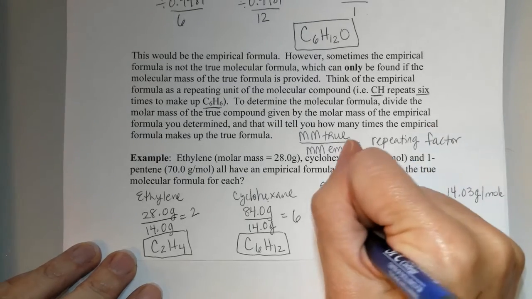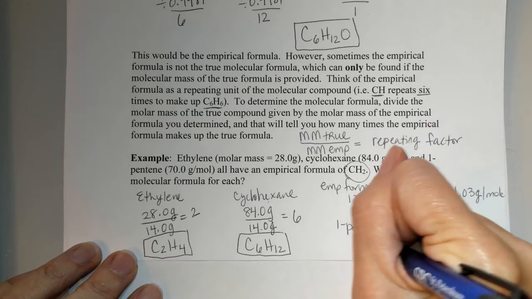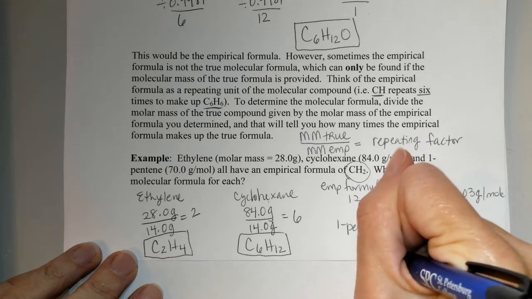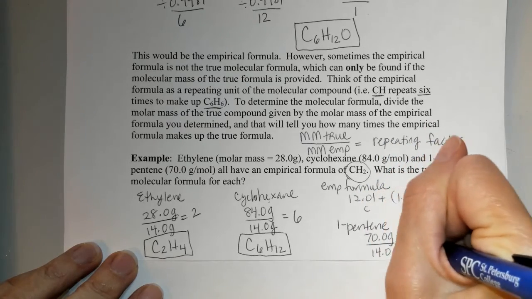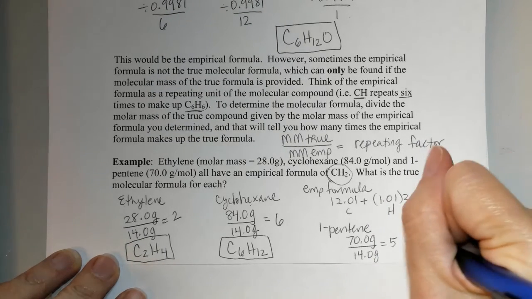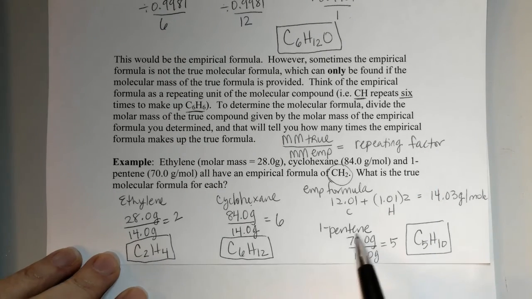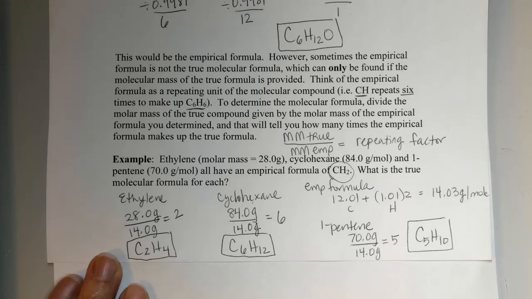And then the last one here is the 1-pentene. And that one had a molar mass of 70 grams. Divided by 14 is a repeating factor of 5. So instead of CH2, it's C5H10. And penta, right, means 5. So that's why there's 5 carbons there.